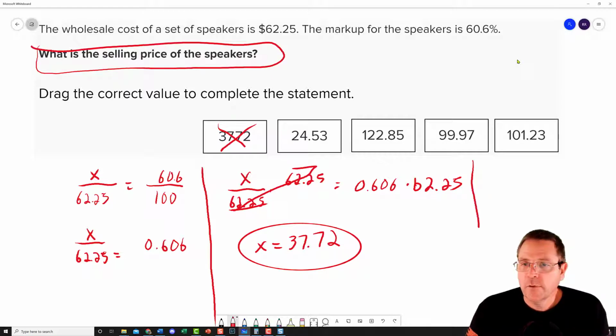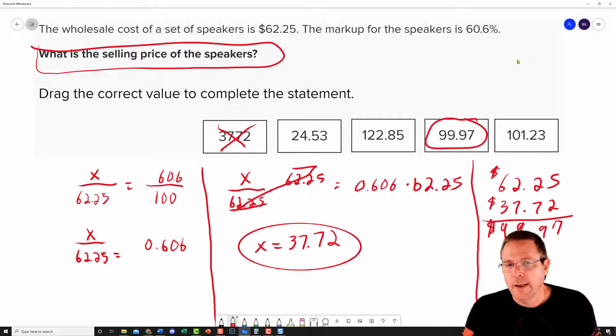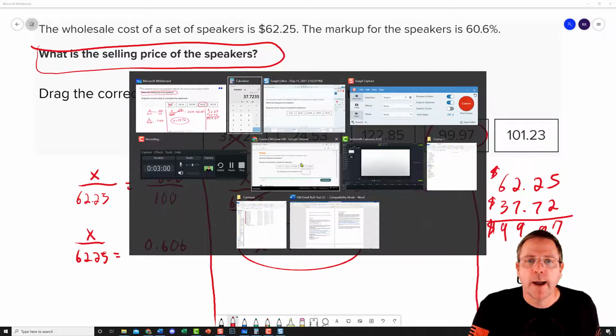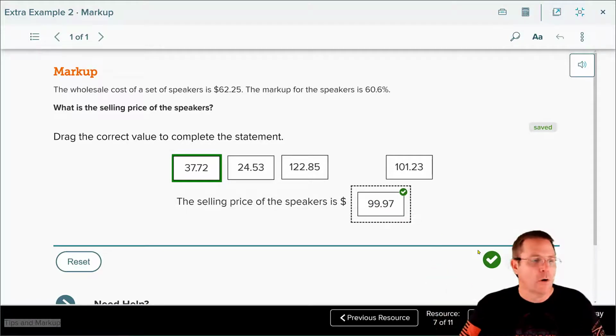To get the final selling price, we're going to take our $62.25 that they have marked on the purchase or the wholesale cost, add to that the $37.72. We're going to get a 7, a 9, a 9, and a 9. So the final cost, $99.97. We'll go back to our web page, drag it, drop it, check it, and we are the winners.